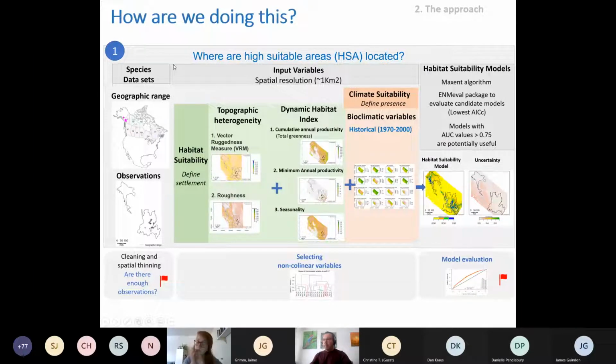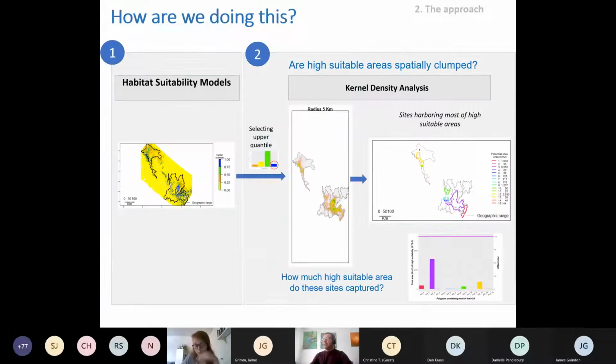I don't want to go into detail, but for these data sets, we went through a process of cleaning the data. We dealt with collinearity between variables, and we have some modules here for model evaluation in order to have some kind of metric for potential usefulness of these habitat suitability models. The second step is based on these habitat suitability maps that we have here. We focus on the upper quantile and try to see if those highly suitable areas are clustered in space.